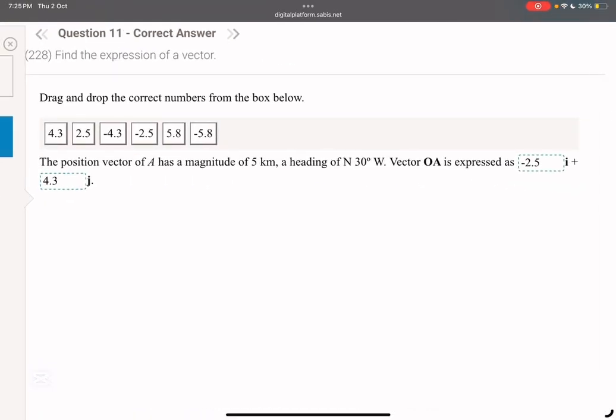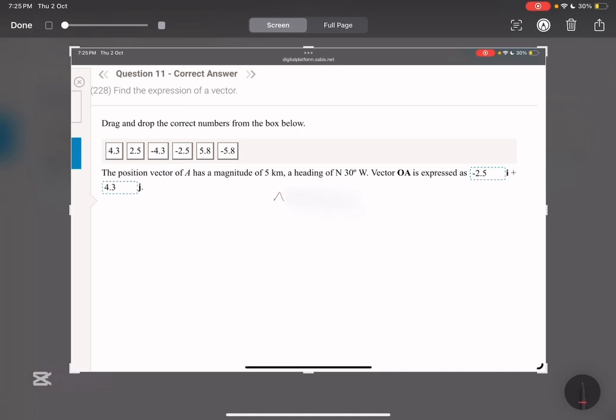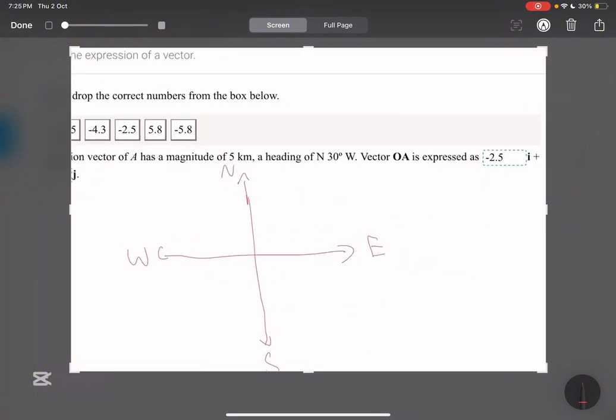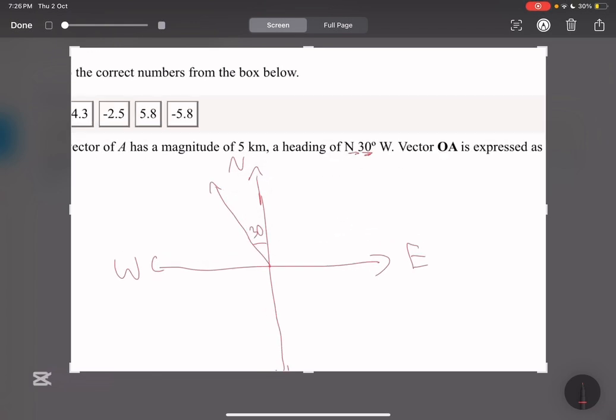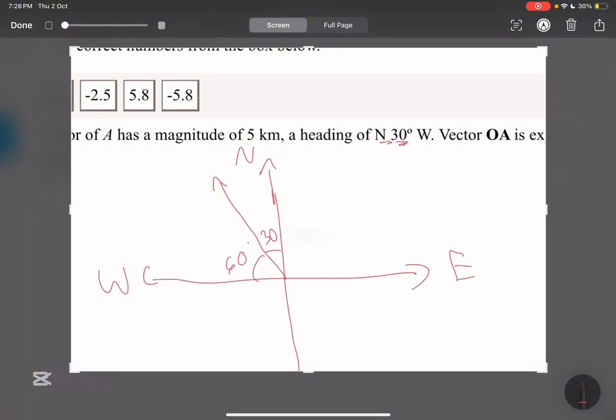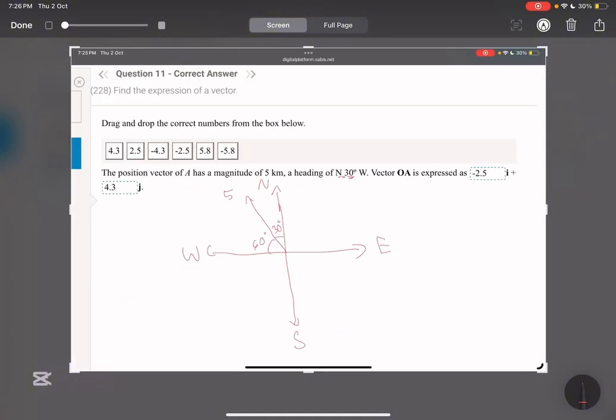Okay, they gave us the magnitude and the heading of vector OA, so we just have to find the resultant. So I'm going to draw it. North, south, east, and west. So north 30 degrees towards the west, so it's going to be 30 degrees from north to west. Okay, so this is 60 degrees. And then this is 5. And you need to find the x component and the y component of OA, by the way. Sorry, I wrote it wrong. You need to find the x component and the y component, okay?